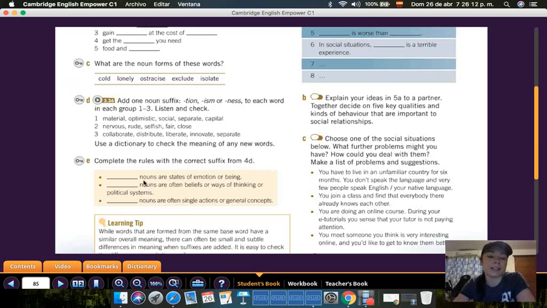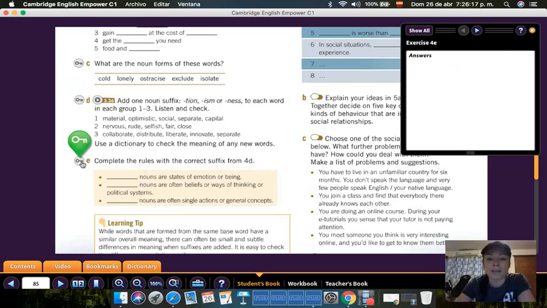Now let's move on. It says complete the rules with the correct suffix from 4D. Okay, let's find out. So when we have the suffix ness, that talks about nouns of states of emotion or being. If we're talking about emotions or state of being, we put the ending ness. Okay?